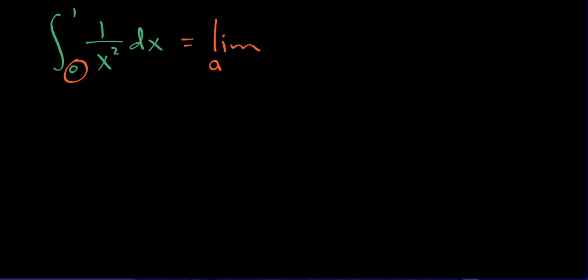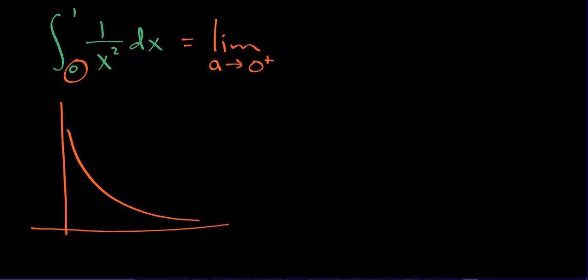And I'm going to do this. I'm going to say a is going to go to 0 from the right. Okay? Because remember, what we're doing is we're looking at an interval here. Here's our graph. And we're looking at this interval from 0 to 1. So if we're talking about a limit, it's going to be coming from the right. It's not just the limit overall. We're looking at the interval on this limit from 0 to 1.